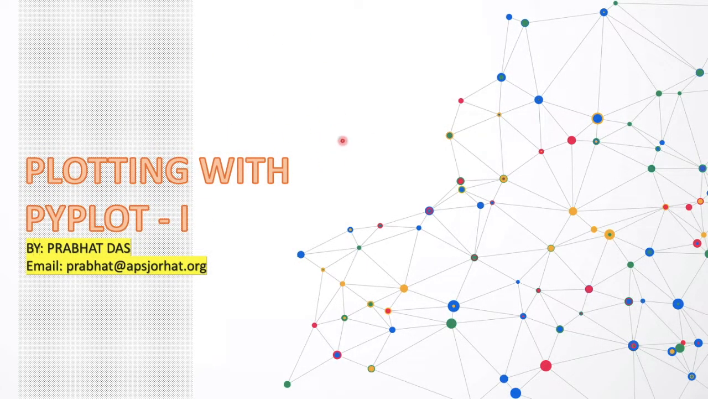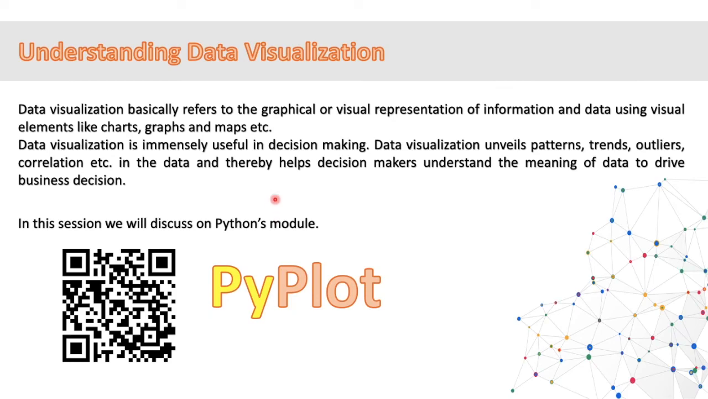In this series, we will try to learn how we can do data analysis using graphical representation in Python. Before moving ahead, let us try to understand the term data visualization. Data visualization is all about graphical representation or visual representation of information and data. This visualization of data can be performed using visual elements like charts, graphs, and maps, etc. So this was all about data visualization.